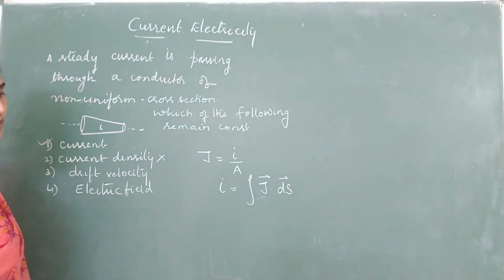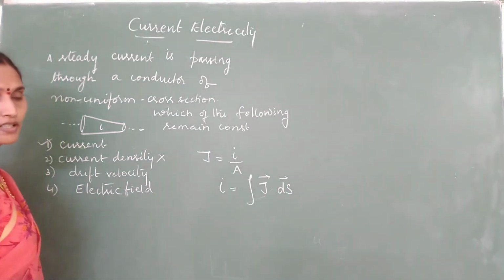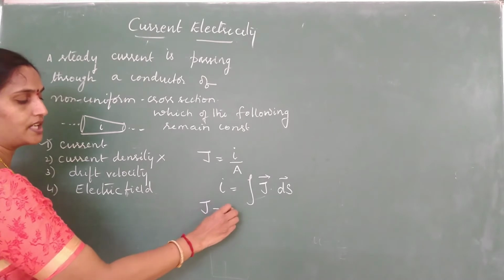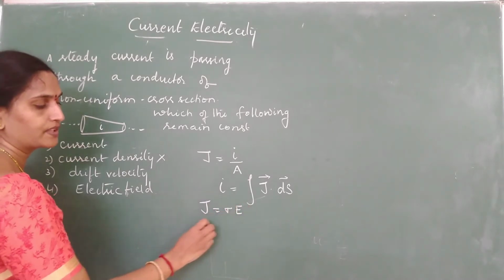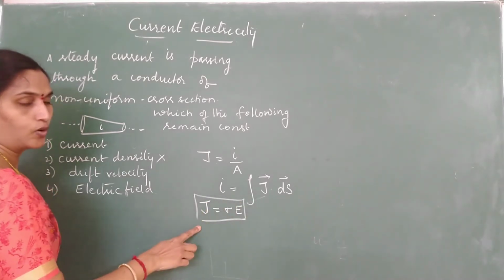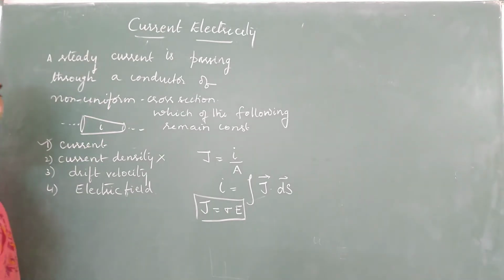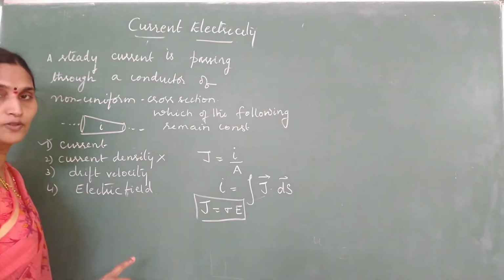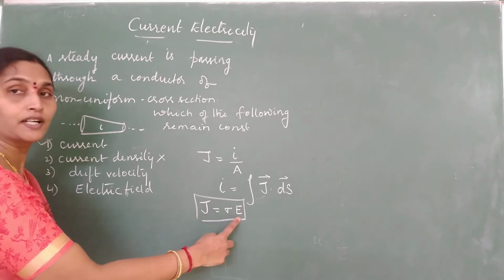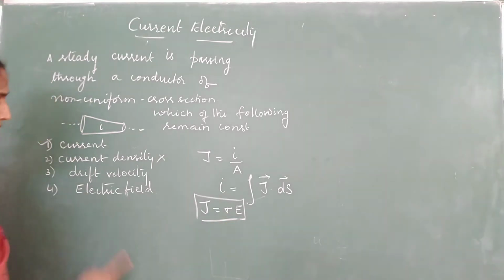Current is scalar. How is current density related to electric field? J is equal to sigma E. We call this Ohm's law in vector form. V is equal to IR is Ohm's law in scalar form, whereas J is equal to sigma E is Ohm's law in vector form. So come back to this.